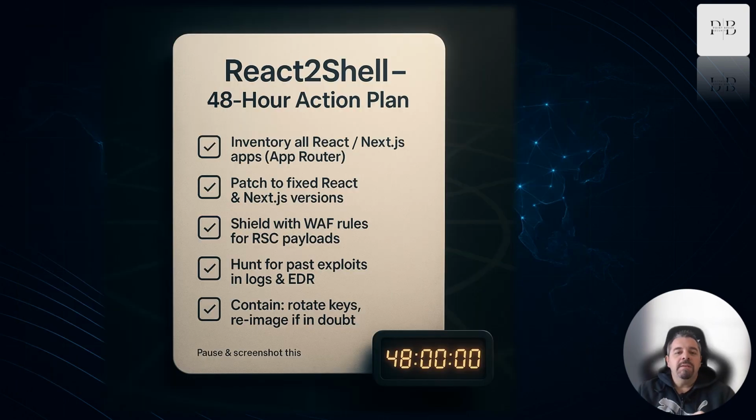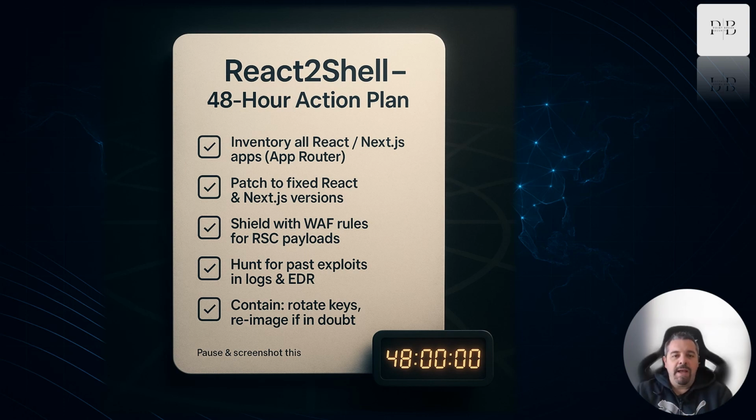All right, this is the part you absolutely want to screenshot. Here's your 48-hour action plan for React2Shell. Step 1, inventory. Identify every app you have using React server components or the Next.js App Router. Shadow IT counts. If it touches the internet, it must be checked.